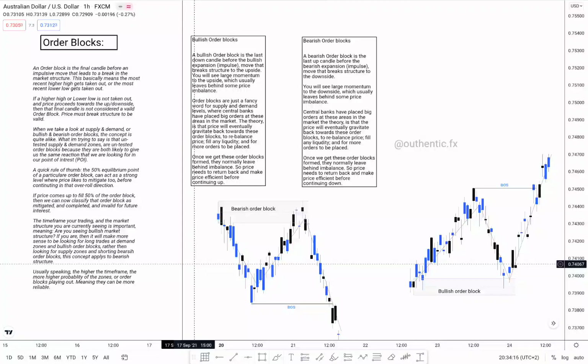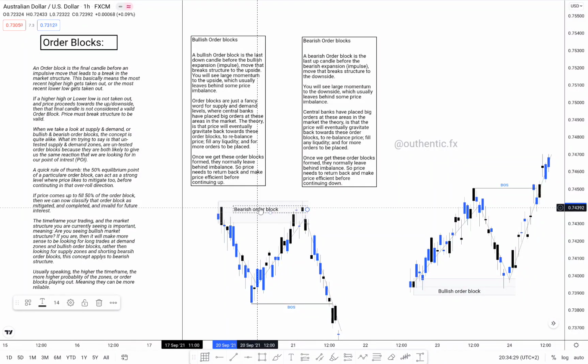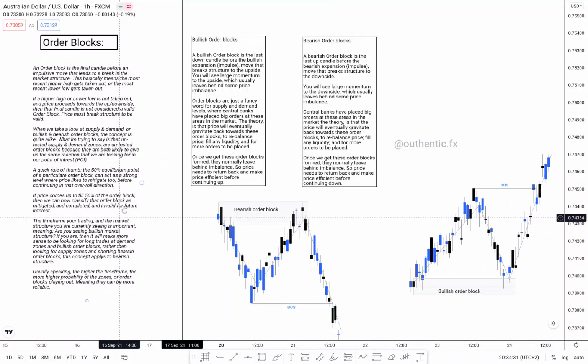Guys, Outhenticfx here. Today's course will be on order blocks, specifically bullish and bearish order blocks. I will be explaining how we trade off them and how we use order blocks to our advantage, guys. So now let's get into it and start here on the left side.